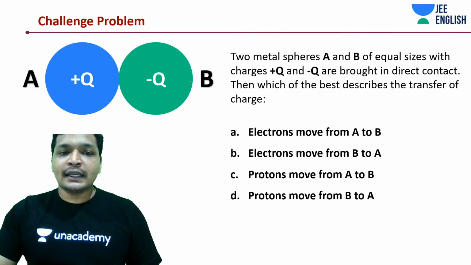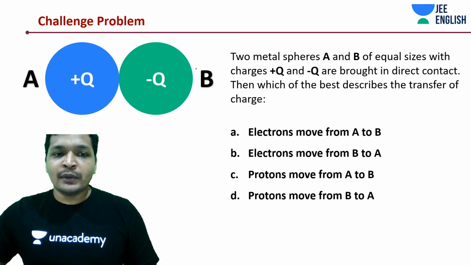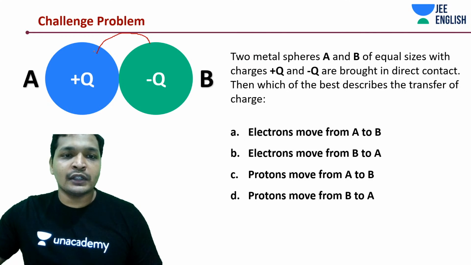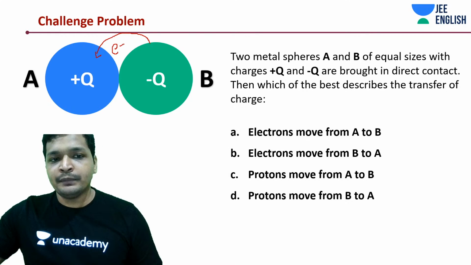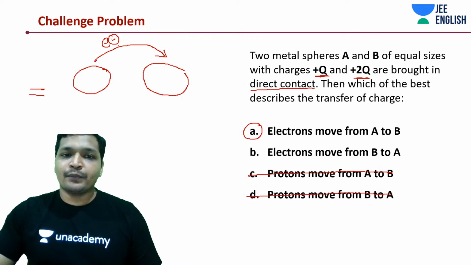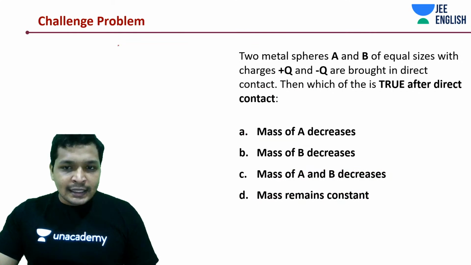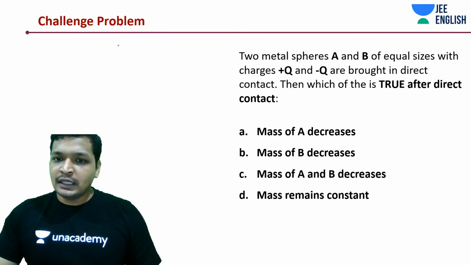Alright, in the earlier case, it was minus Q and plus Q, and it was obvious that B has more number of electrons, and electrons only flow, so electrons would flow from B to A. Alright, really simple. So let's get into the next question.